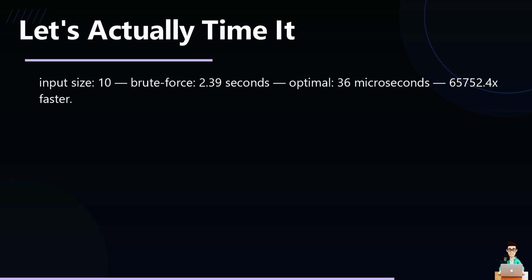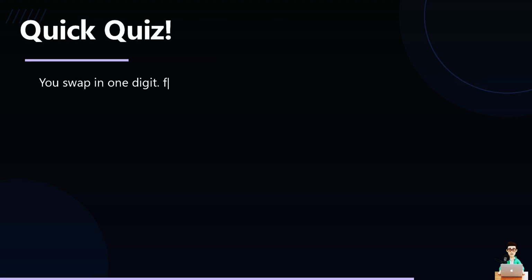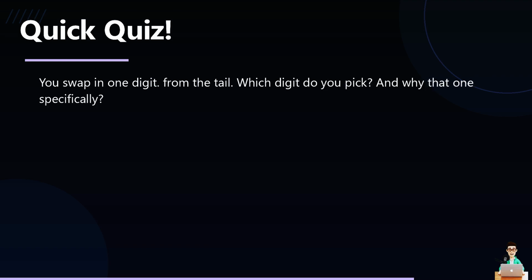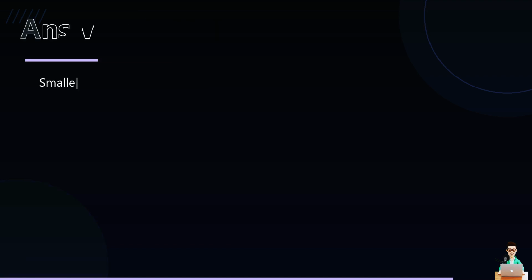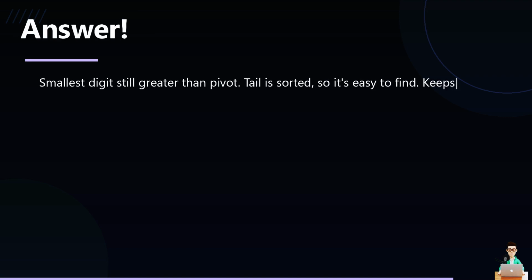Quick one for you. Once you pick the swap position, which digit from the tail do you actually swap in and why? Pause here and think it through. Think about what makes that tail special once you've sorted it. You pick the smallest tail digit that's still bigger than the pivot. Since the tail is sorted, that swap gives you the smallest possible jump upward.